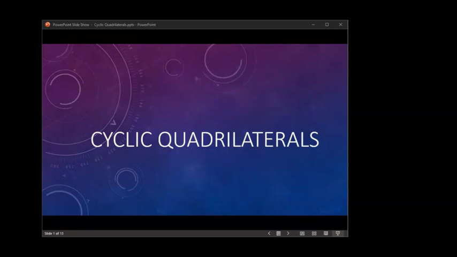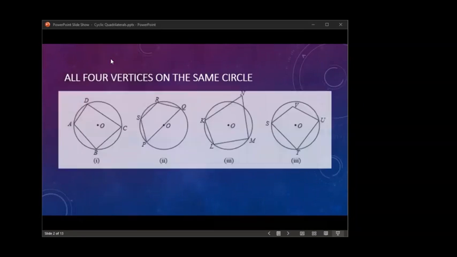So today's lesson is about cyclic quadrilaterals. Any quadrilateral whose vertices lie on the same circle is known as a cyclic quadrilateral. If you look at the first diagram, the points A, B, C, D.